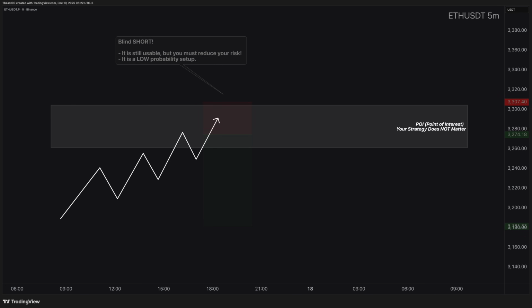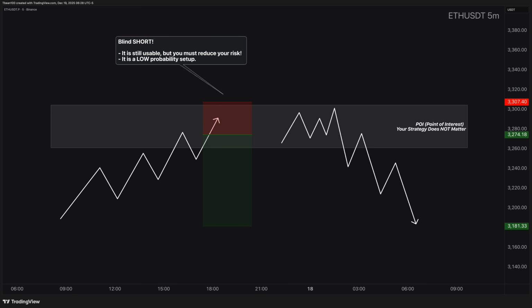actually do next? For example, imagine this POI area is for a bearish setup and I'm looking to take a short trade here. If you look closely, once the price comes into my zone or pocket, I could technically take a blind short right here. This is definitely possible, and sometimes I personally do that in certain situations. However, this is a low probability trade and it requires reduced risk management. The reason is simple: you do not have any lower time frame confirmation in this moment.